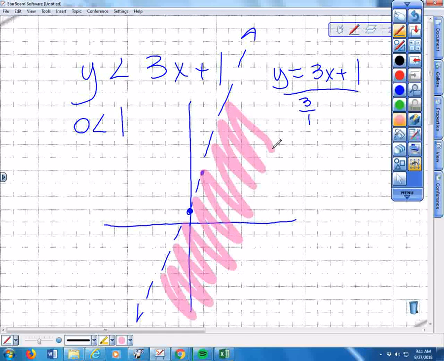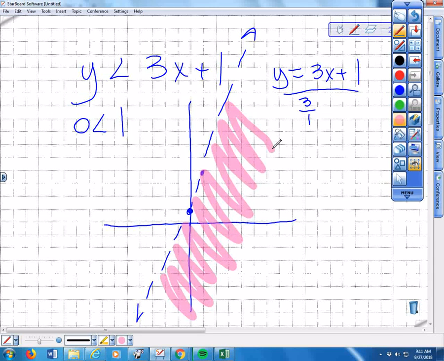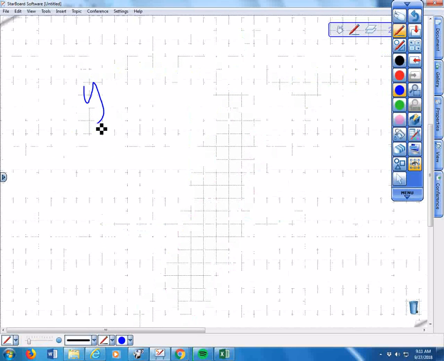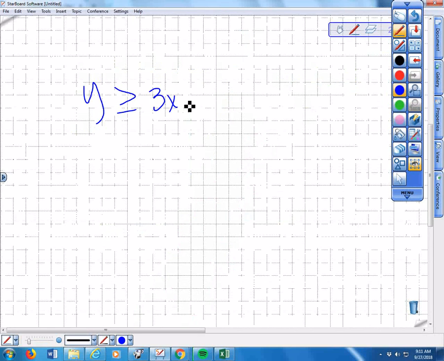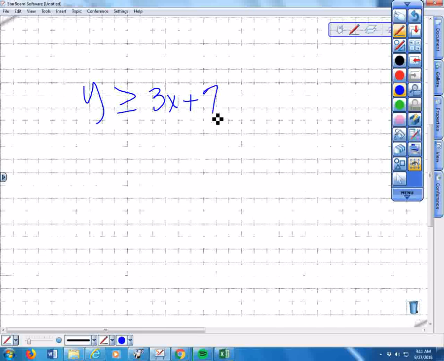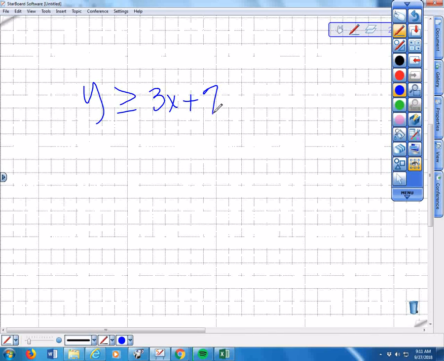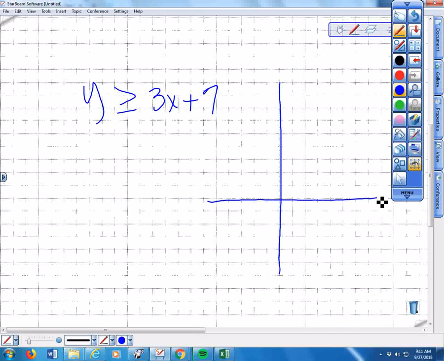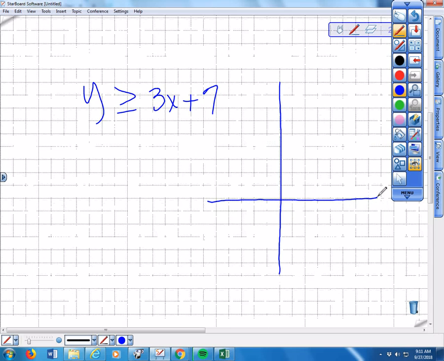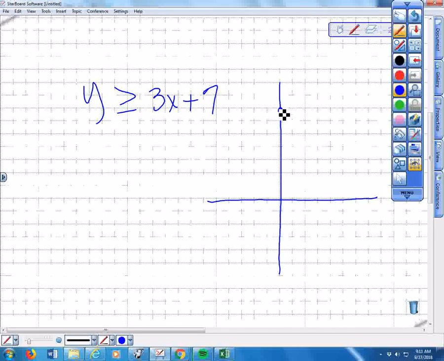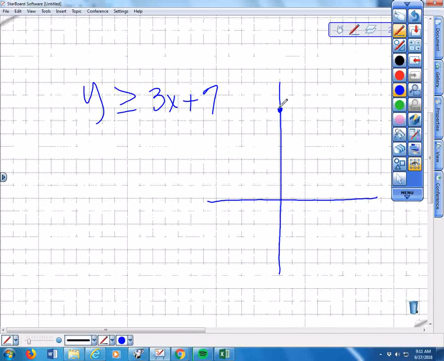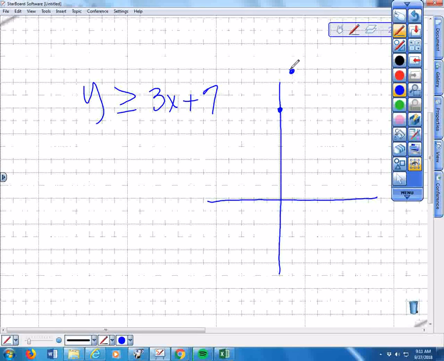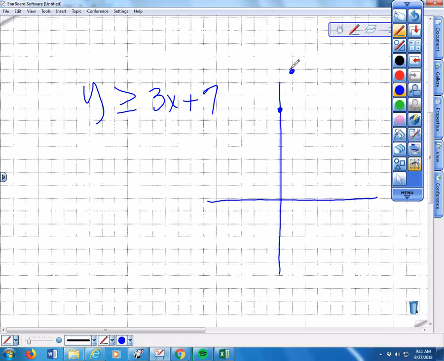Want me to do another one? Because this one is done. So let's do one more. y is greater than or equal to 3x plus 7. Where do I start? 1, 2, 3, 4, 5, 6, 7. The y-intercept. And then I use the slope. 1, 2, 3 over 1. Now I've got to decide, is it going to be solid or dashed? Solid, because I have an or equal to.